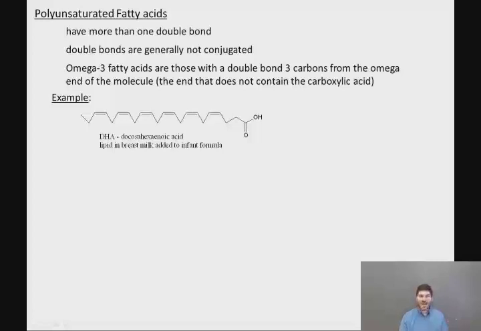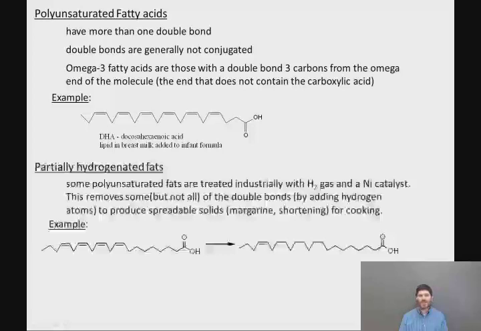Okay, so I have an example here of a 22 carbon polyunsaturated fatty acid with 6 double bonds in it. So this is called DHA, docosahexaenoic acid. And this is actually one of the lipids that's naturally found in breast milk that is added to infant formula. If you look at some of these infant formulas, they say with DHA and ARA. This is the DHA. ARA is arachidonic acid, which is a 20 carbon fatty acid that has 4 double bonds in it.